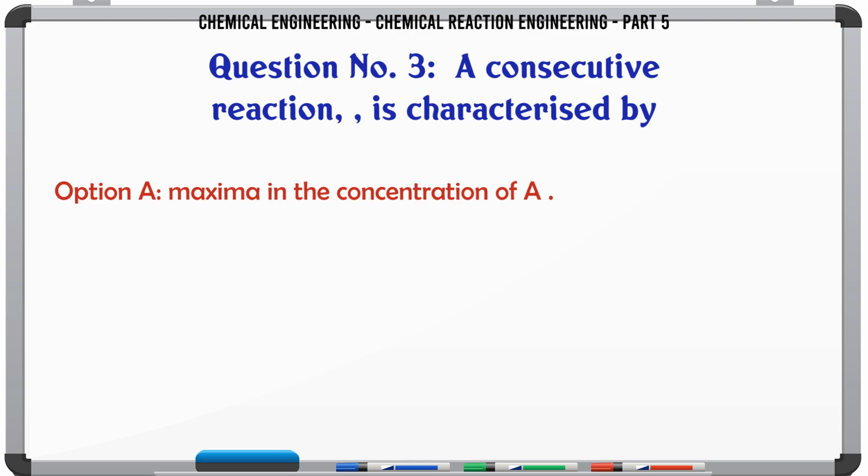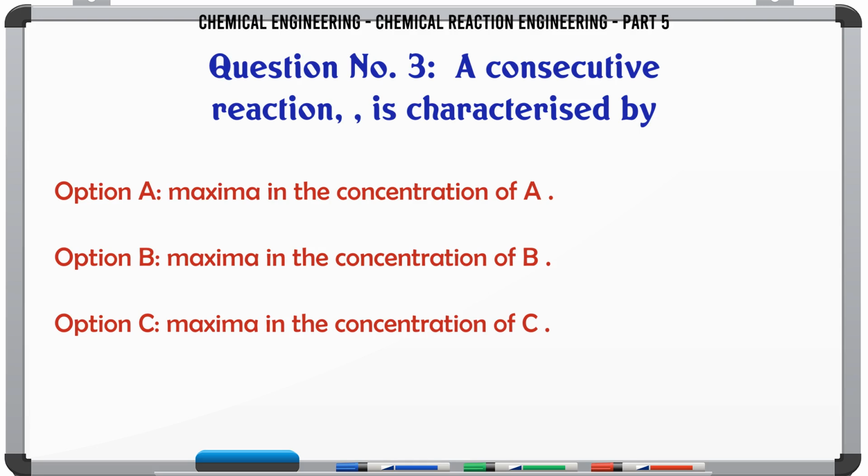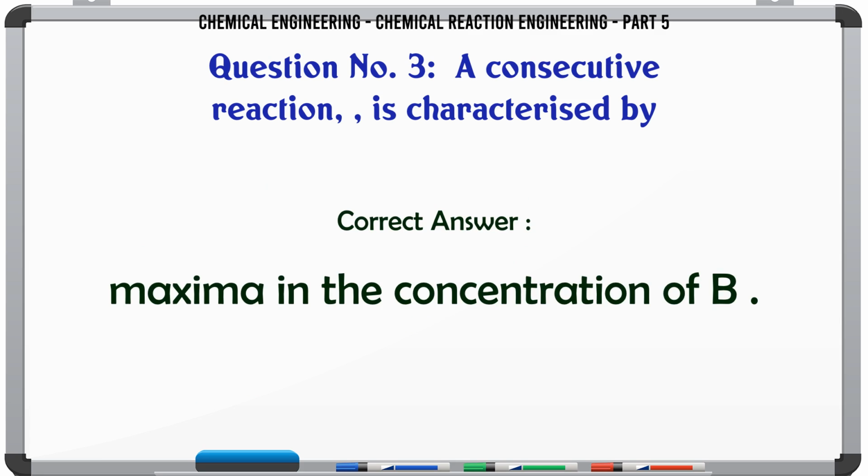A consecutive reaction is characterized by: A. Maxima in the concentration of A. B. Maxima in the concentration of B. C. Maxima in the concentration of C. D. High exothermicity. The correct answer is maxima in the concentration of B.